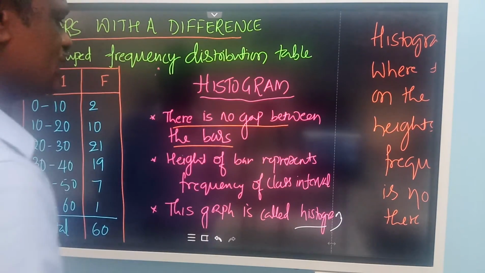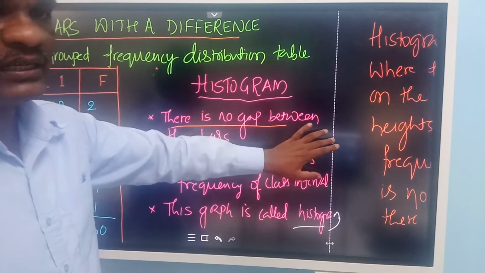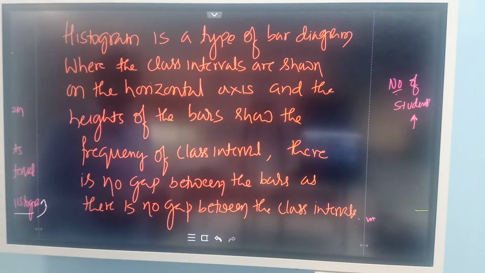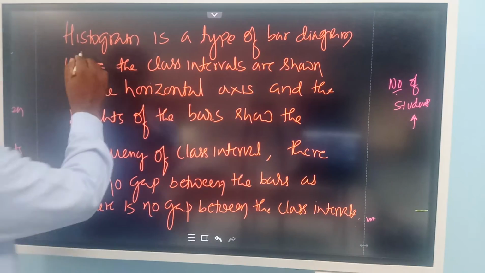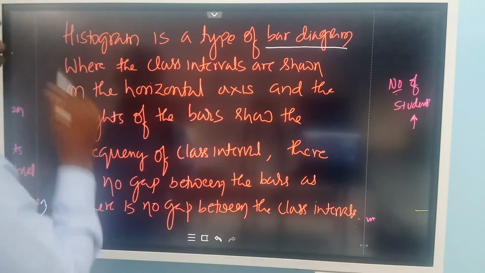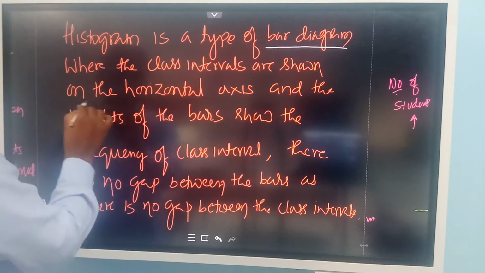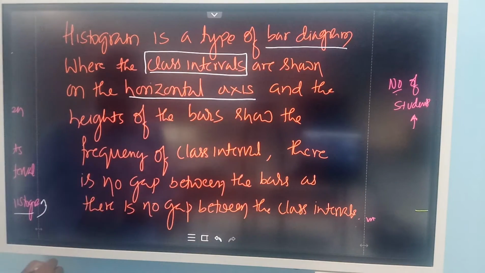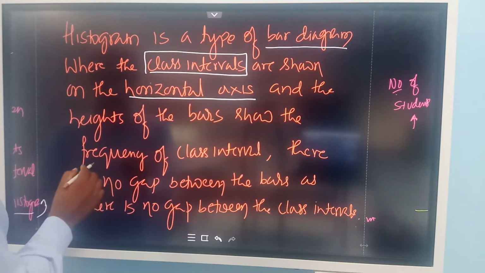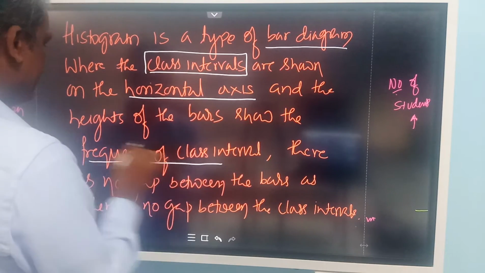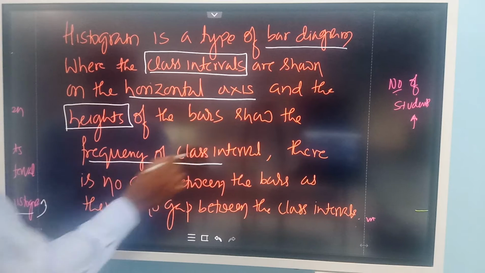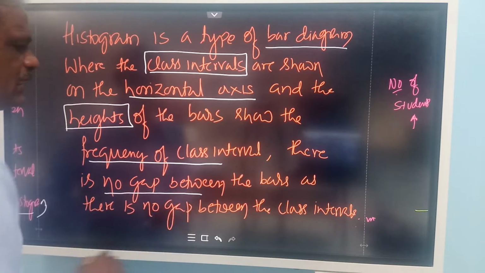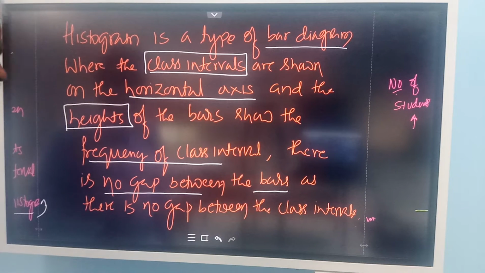There is no gap between the bars, and we are taking class intervals along the horizontal line. So this is the definition you can write for the histogram. Histogram is a type of bar diagram only, where the class intervals are shown on the horizontal axis, and the heights of the bars show the frequency of the class interval. And another very important difference, there is no gap between the bars.